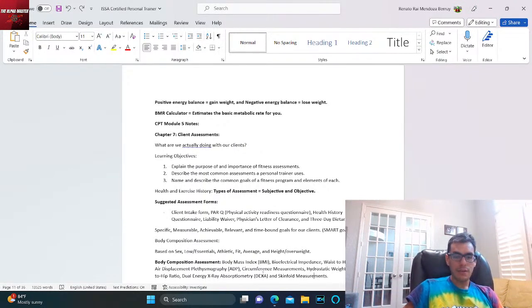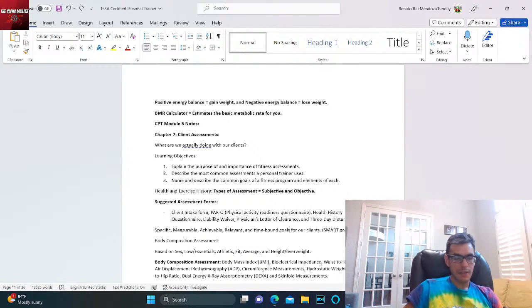Now, the body mass index is going to be part of the body composition assessment. For the body composition assessment, you have the body mass index, the bioelectrical impedance, the waist to height ratio, and the air displacement. It's part of the body composition assessments.